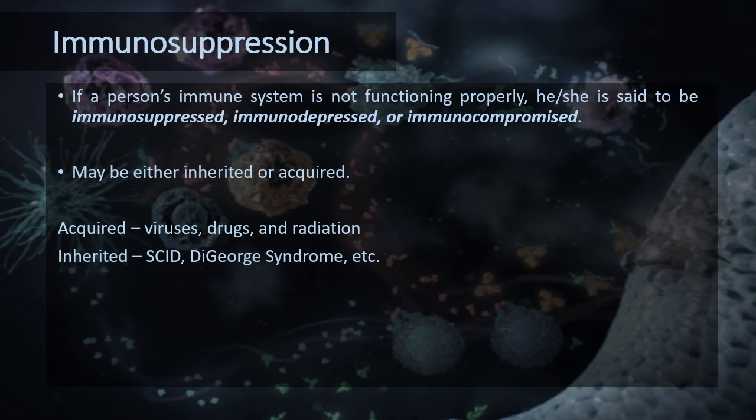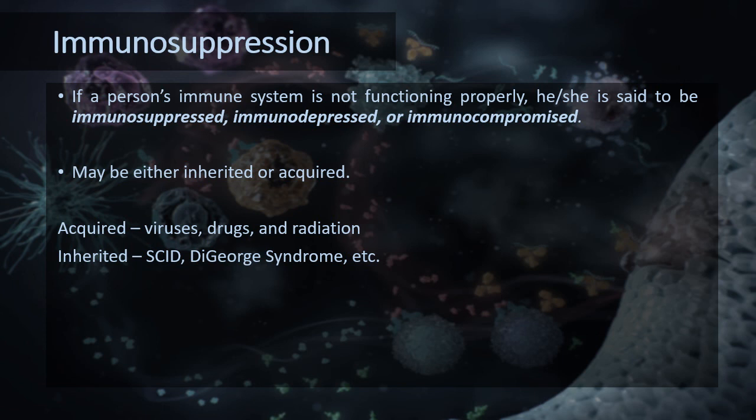Immunosuppression. The terms immunosuppressed, immunodepressed, and immunocompromised all refer to a dysfunctional immune system. This may be inherited or acquired. For acquired immunosuppression, an example is the acquired immune deficiency syndrome or AIDS, which is caused by the human immunodeficiency virus or HIV. The HIV decreases T helper cells, which are vital for the production of antibodies. Other causes are exposure to chemotherapeutic drugs and irradiation.